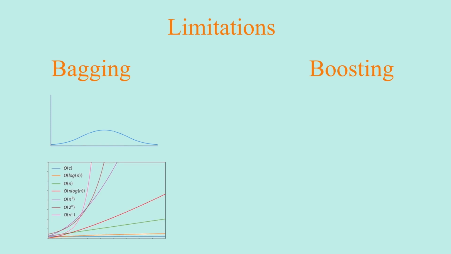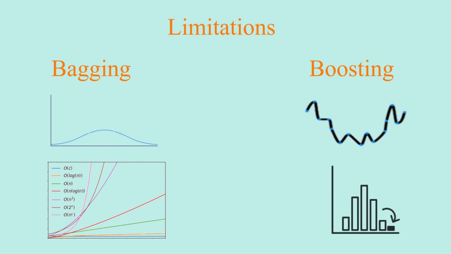Now let's consider some of the limitations. With bagging, we have limited improvement for models with a low bias and high variance, and also we have increased computational complexity due to training multiple models. However, boosting is susceptible to overfitting if the weak learners become too complex, and it can be sensitive to noisy and outlier data. In conclusion, bagging and boosting are powerful ensemble learning techniques that aim to improve model performance.